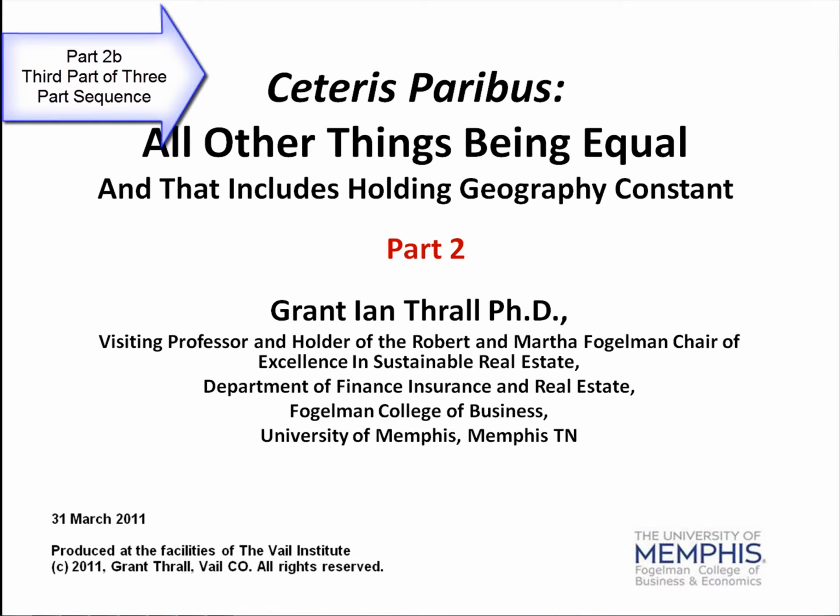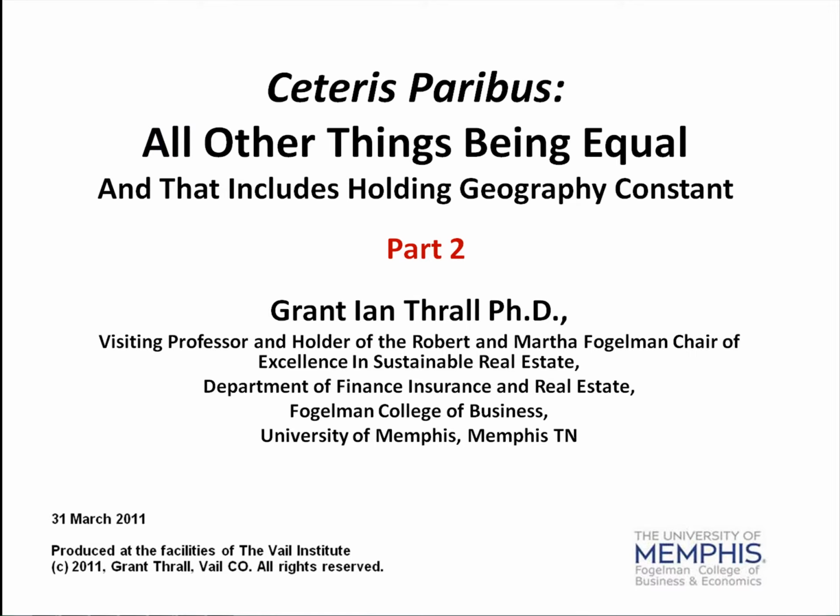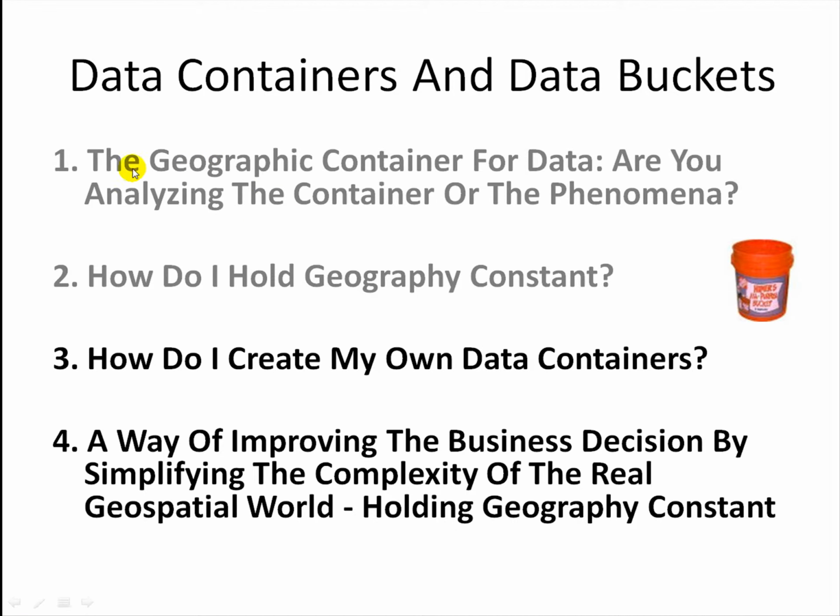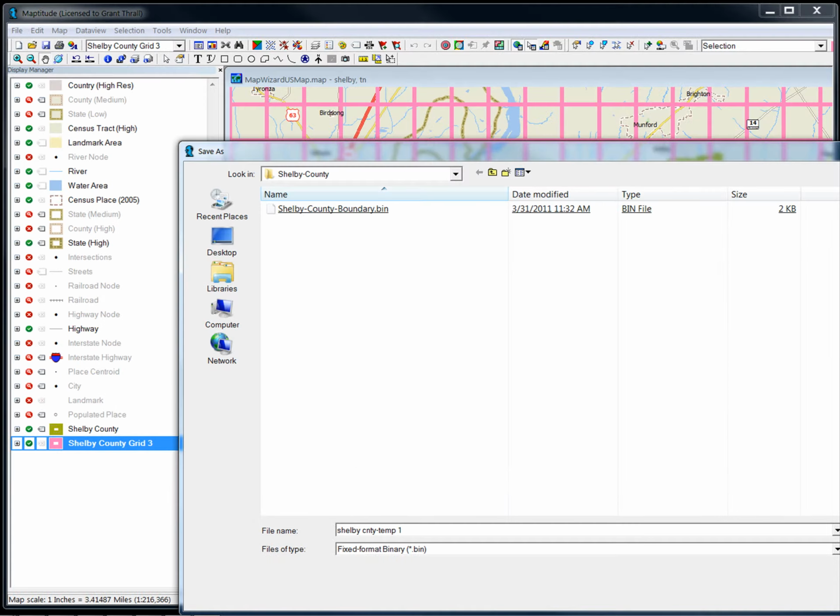That includes holding geography constant as well. In the previous video, we looked at the geographic container for data. Are you analyzing the container or are you analyzing the phenomena? We looked at how to hold geography constant. Now that we know what we want to do, how do we go about creating those geographic containers? That is the subject of this video. How do I create my own?